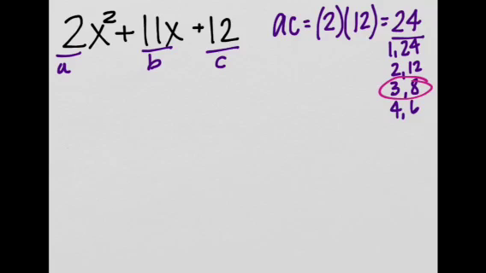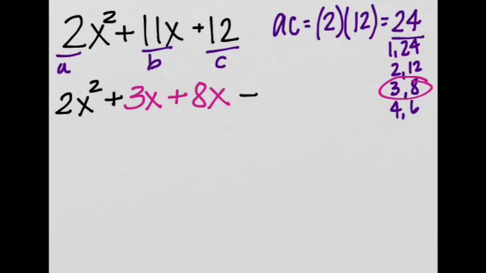With trinomials where your a is not 1, we need to do a little bit more work. We can't just take our 3 and 8 and drop them in like we did before. So we're going to rewrite our original trinomial, replacing 11x with our 3 and 8. So what we have is 2x squared plus 3x plus 8x plus 12. What you'll notice is these two middle terms will always add to give you your b. You don't want to add them, otherwise you get back to your original equation, but we want 4 terms where the middle two give us our b, 11x.